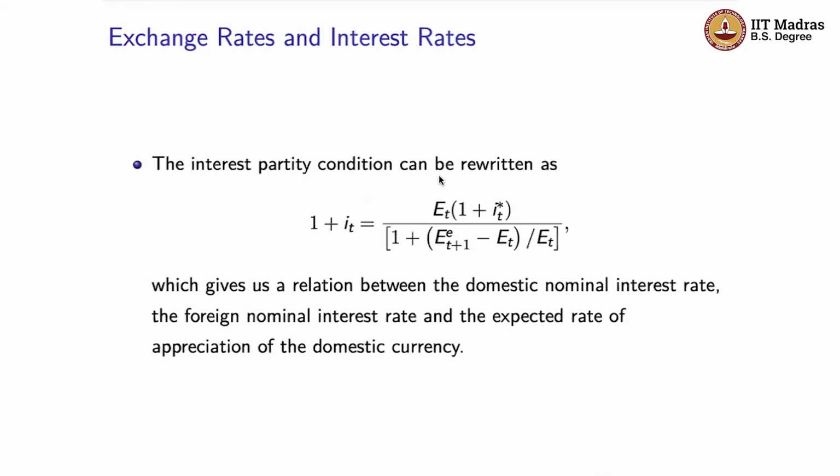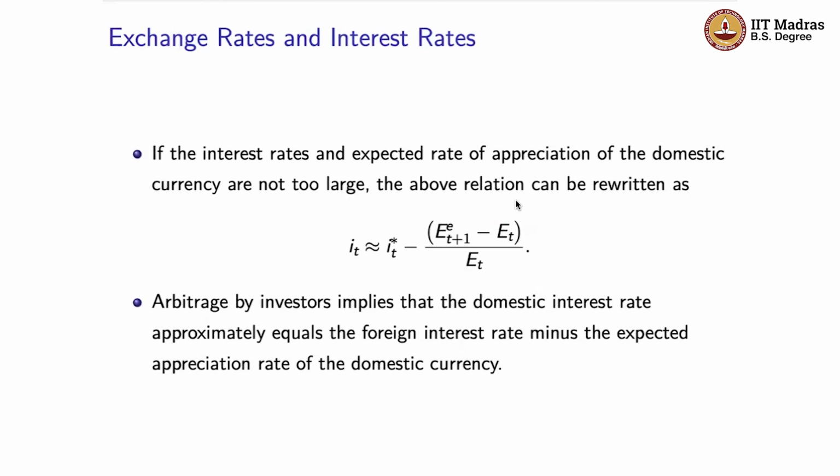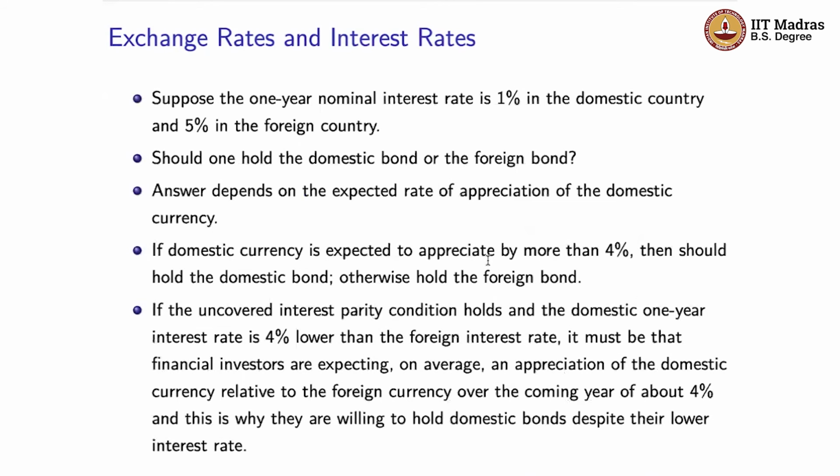So if you do that, you end up getting this relationship. Actually, there's one small typo in the expression here. This E_t should not be in the numerator, right? So I'll correct it when I post the slides. Okay, so this is the relationship that you end up getting, and this relationship is just saying that the domestic interest rate approximately equals the foreign interest rate minus the expected rate of appreciation. Okay. All right. So let's look at the implication of this.